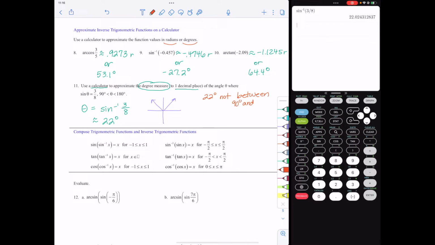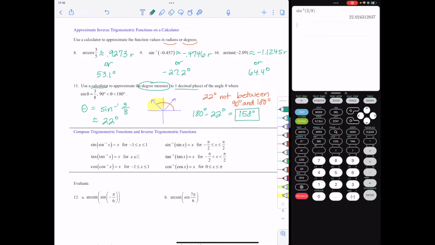90 and 180 degrees. So we need to go a little bit further. So what can we do? We can take 180 degrees and subtract 22 degrees to give us that same angle here. And what we come up with is going to be 158 degrees.